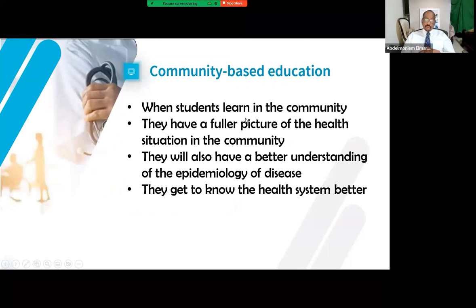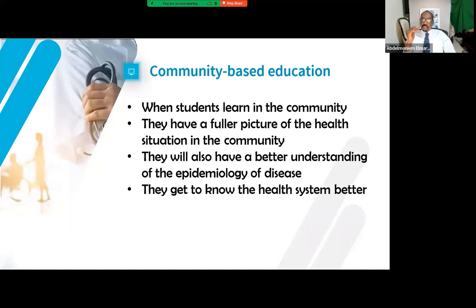The fourth approach or strategy is community-based education. And this is important. There are conflicting terminologies. People confuse community-based education and community orientation. And there is a third term which makes the confusion even greater, which is community or social accountability and responsibility.